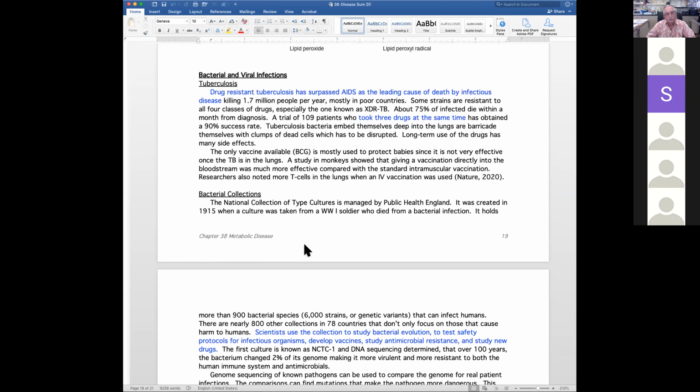So I put in a little bit about, well, bacterial and viral infections. And we already talked about viruses. There was a whole chapter on that. Didn't really talk too much about bacteria, but we know about these diseases.